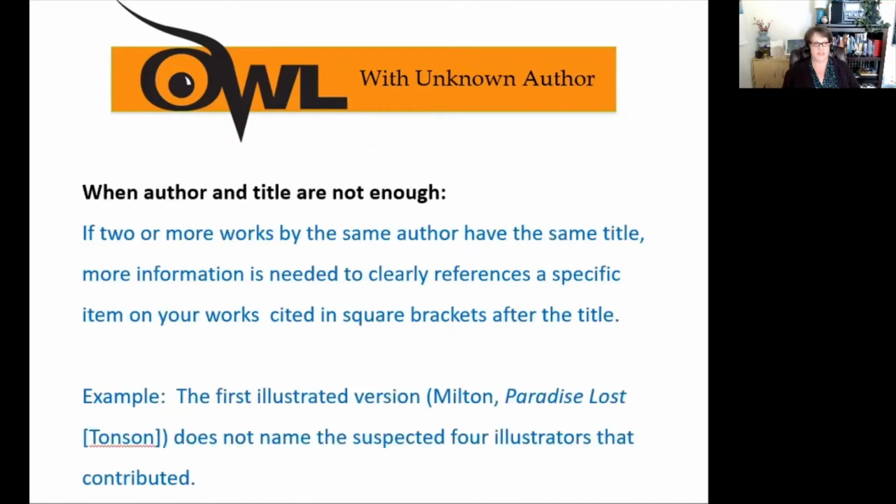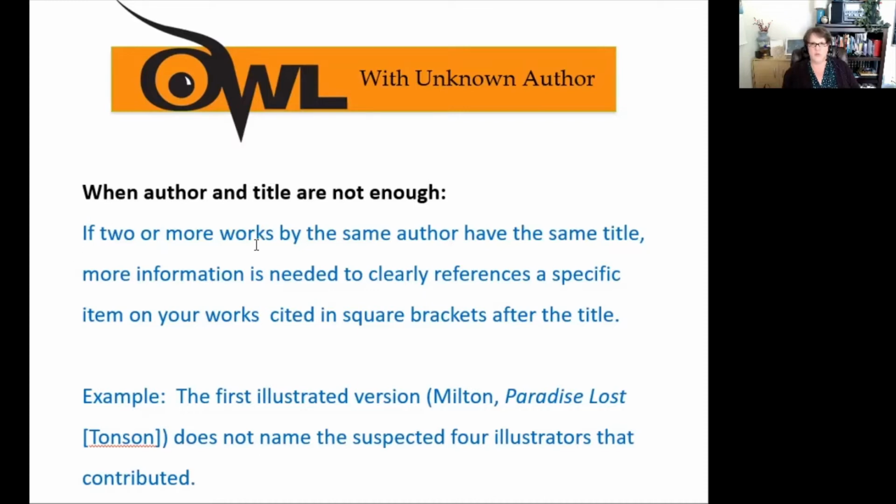Hopefully that makes sense. So when the author and the title are not known or are not enough, you need to include a differentiating piece of information, such as an editor or a translator, maybe the edition number, publisher, or publication date, inserted in a square bracket after the title. Most of the time, I actually haven't seen this very often. Most of the time you don't run into that problem.